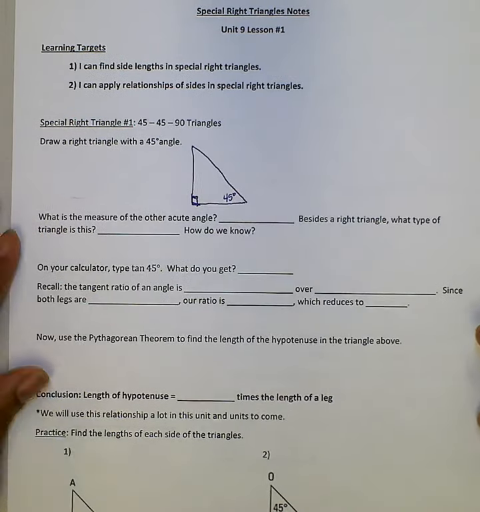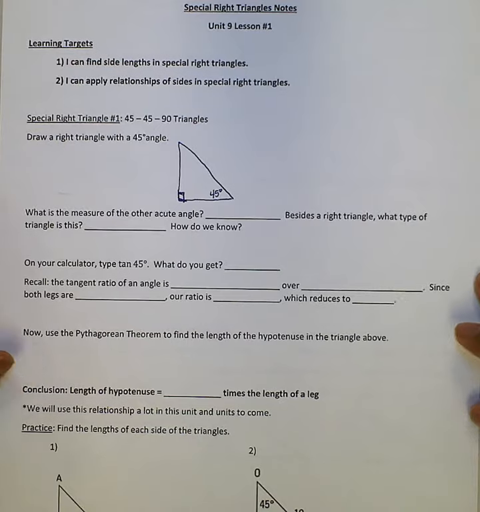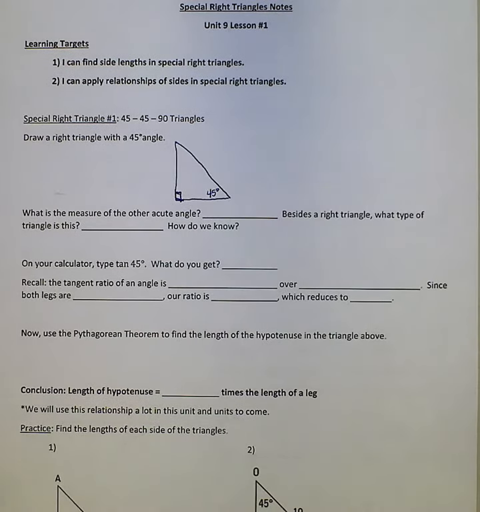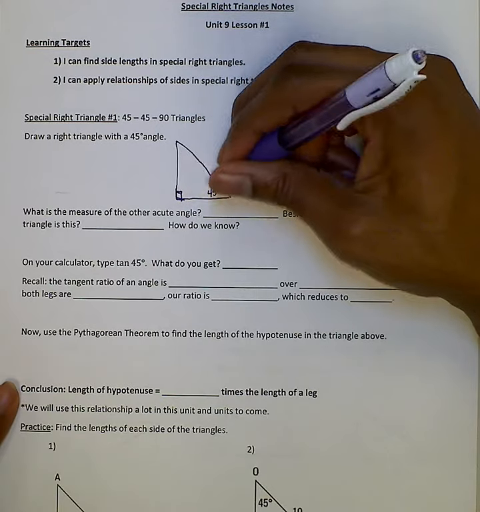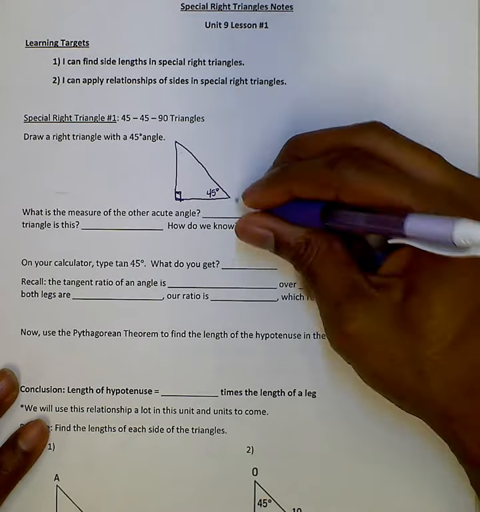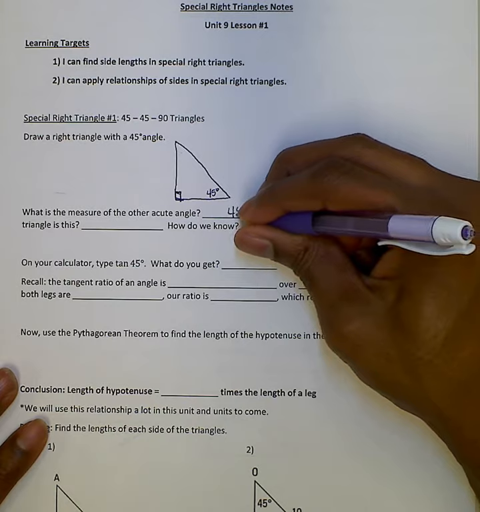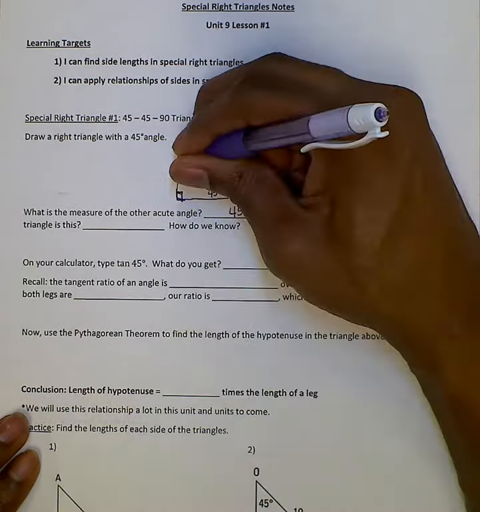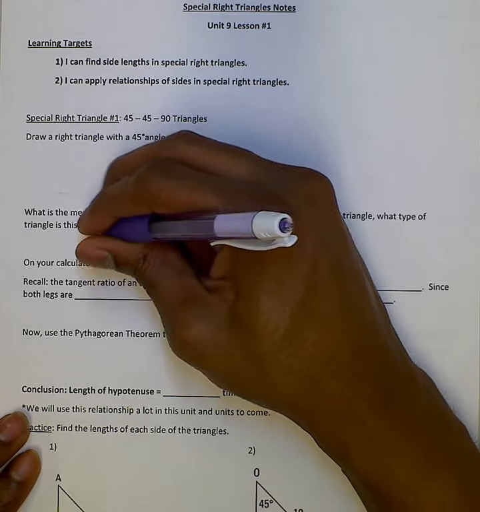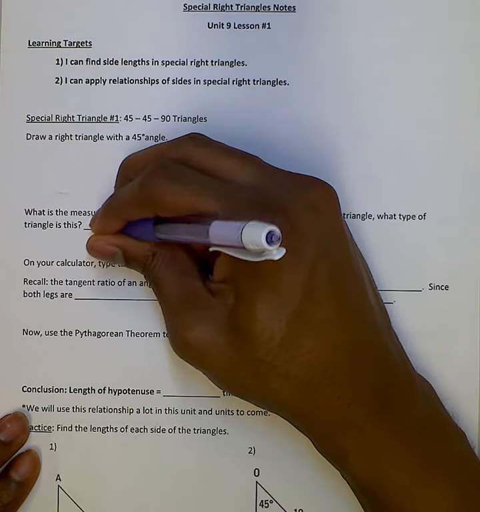Now the question follows, what is the measure of the other acute angle? Not this one, because it's a right angle. This other angle is going to be 45 degrees. Besides a right triangle, what type of triangle is this? Well, if this is 45 degrees and this is 45 degrees, we know that it is an isosceles triangle.